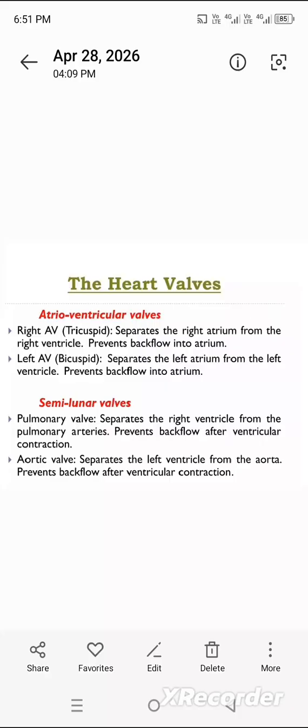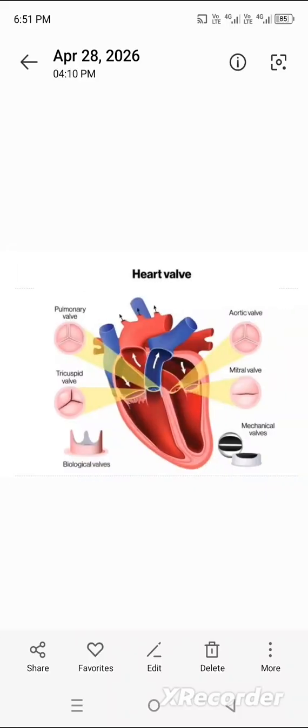Next we can see the semilunar valves. The pulmonary valve and the aortic valve are called semilunar valves. The pulmonary valve separates the right ventricle from the pulmonary arteries, and this prevents backflow after ventricular contraction. The aortic valve separates the left ventricle from the aorta and prevents backflow after ventricular contraction. So here in this image we can see the valves: pulmonary valve, tricuspid valve, as well as aortic valve.